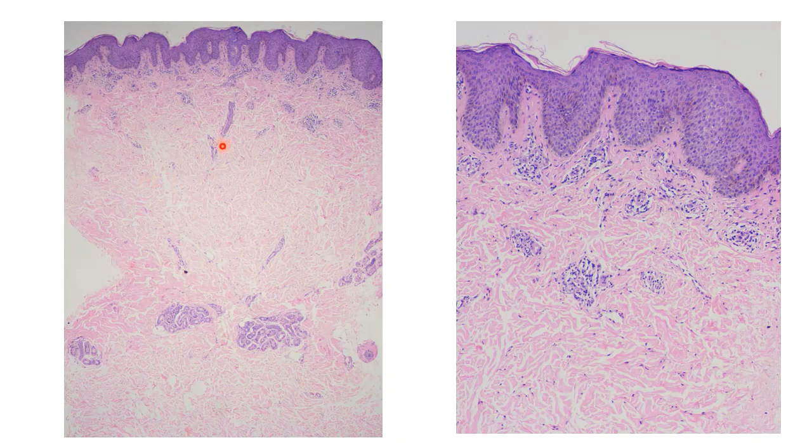So it is a case of viral exanthem. We can see here the superficial dermis shows perivascular inflammation, and the type of inflammatory cell is here lymphocyte.